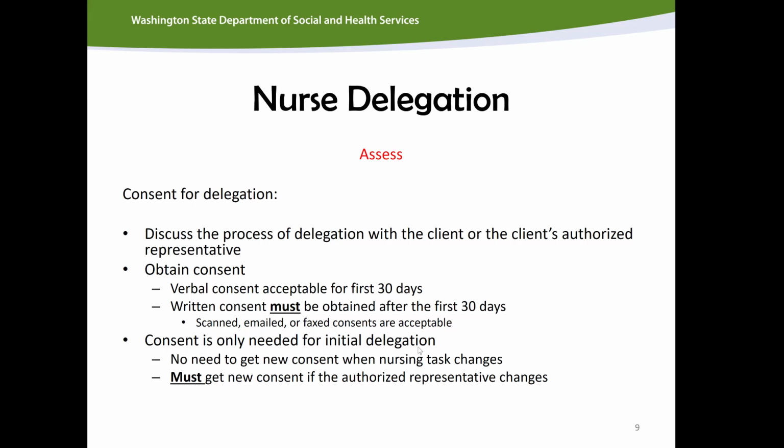Consent is only required on initial delegation and when the client or the client's authorized representative changes. For example, if a client is independent and able to make decisions for themselves and situations change and the client then is required to have an authorized representative, then consent must be obtained again. Otherwise, consent is not required when rescinding or assuming a new client.